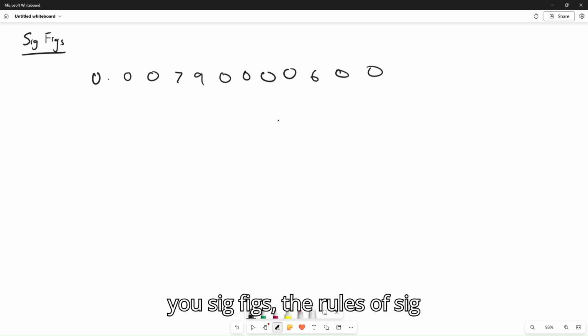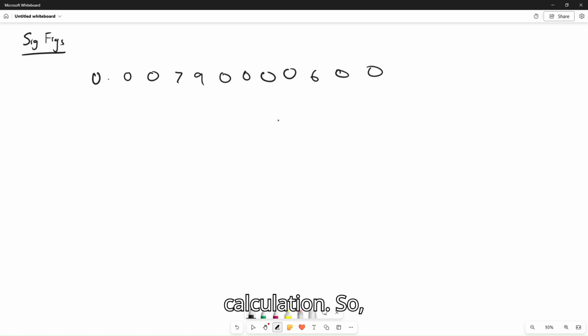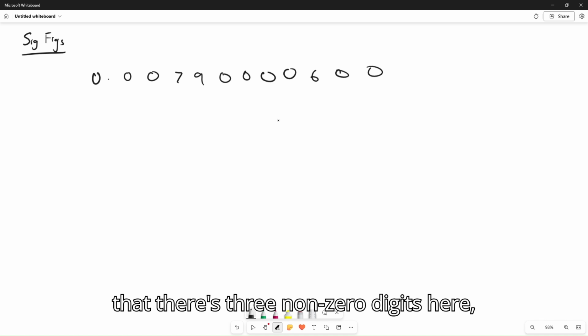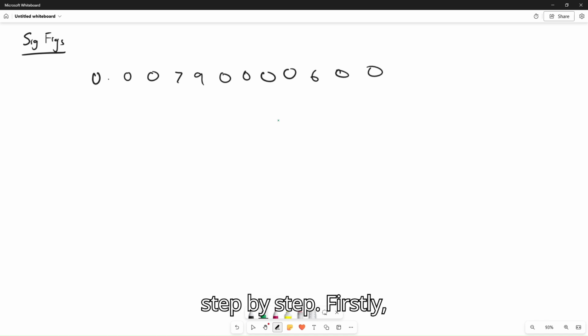Today I'll be teaching you sig figs, the rules of sig figs, and how you can do them in calculation. So, to start with, there is a pretty long decimal here. And we see that there are 3 non-zero digits here and a ton of zeros. Let's break this down step by step.